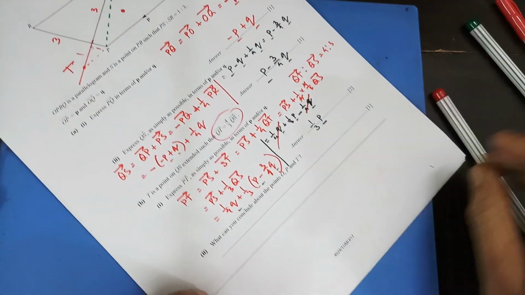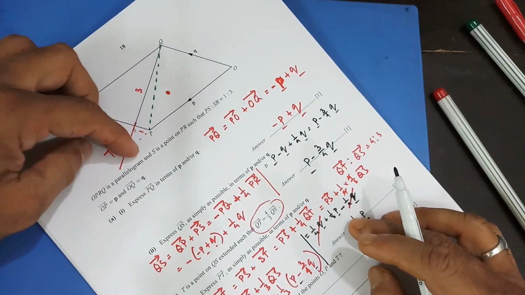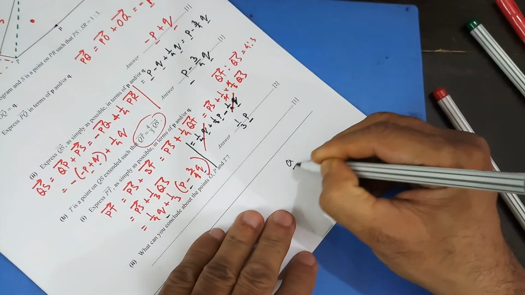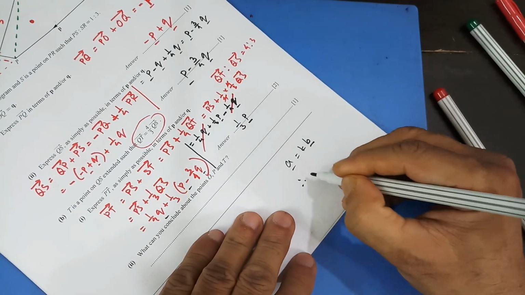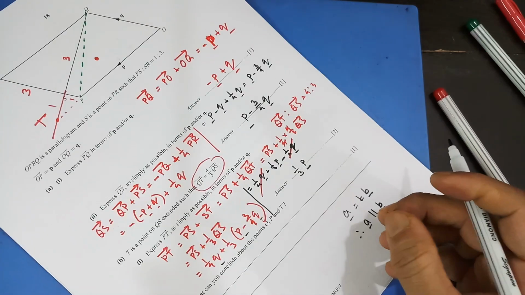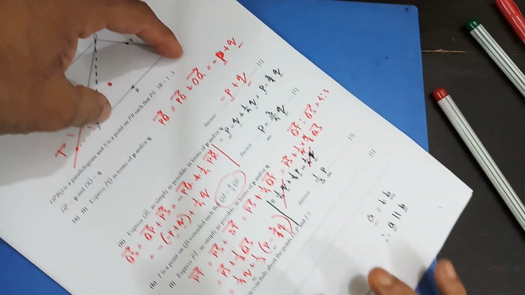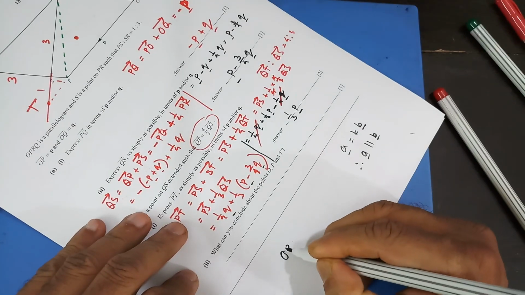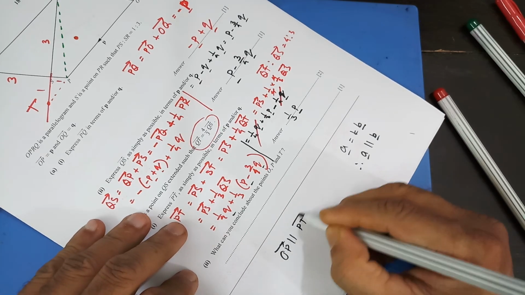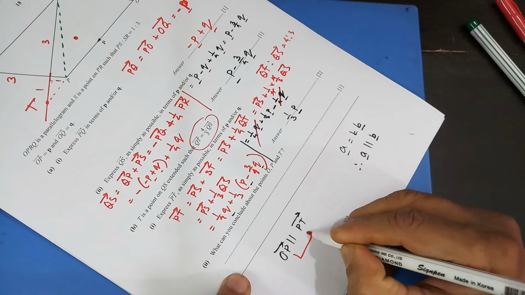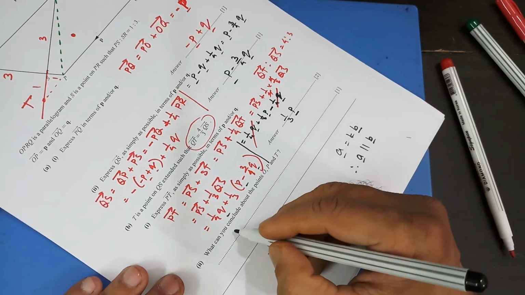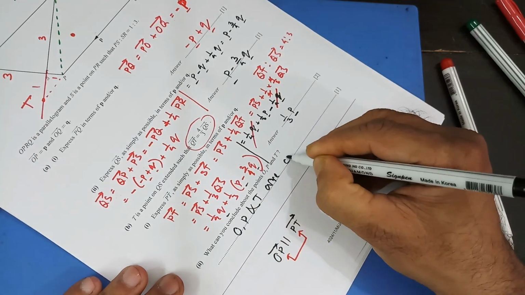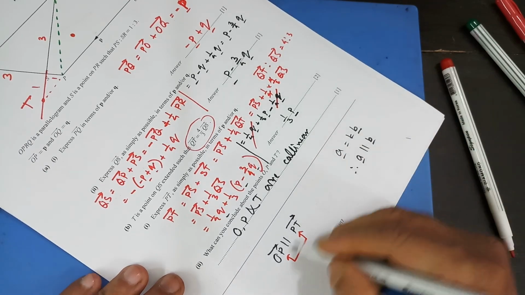What can you conclude about the points O, P, T? OP is P and PT is 1 by 3 P. So if I have a equal to k b, then we can write down a is parallel to b. So I can say that OP is parallel to PT, but see that P is common, so I can conclude that O, P and T are collinear. Collinear means they are on the same straight line.